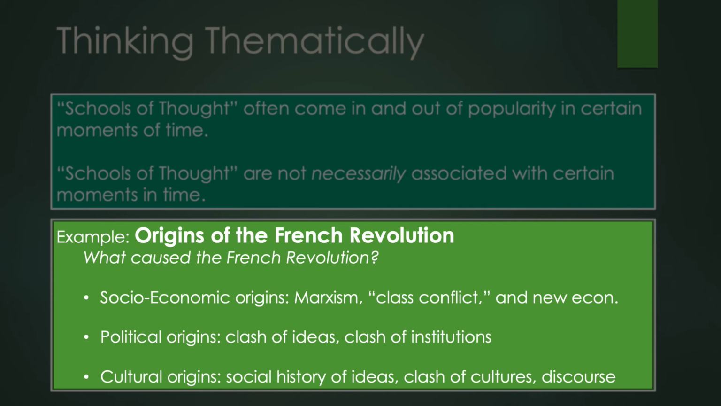Conversely, there have always been political arguments, too, about the French Revolution and its origins. Originally, they revolved around the clash of ideas, old regime ideas of absolutism versus new ideas of democracy from the Enlightenment. Eventually, though, that historiography expanded and began to focus on the clash of political institutions, like the royal courts fighting back against the crown.